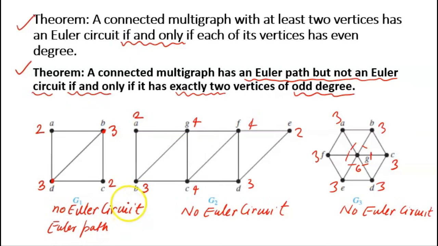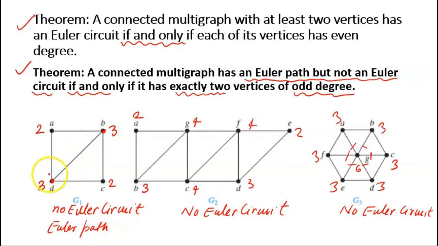It will not have an Euler circuit, because for an Euler circuit every vertex should be of even degree, but it will have an Euler path because it has exactly, and I am again repeating, not more than 2, not less than 2, exactly two vertices of odd degree. Here we have exactly two vertices, B and D, both of degree 3. So that is why the Euler path will be present. And one more thing I want to tell you: those two vertices of odd degree must be the end points of any Euler path you draw.